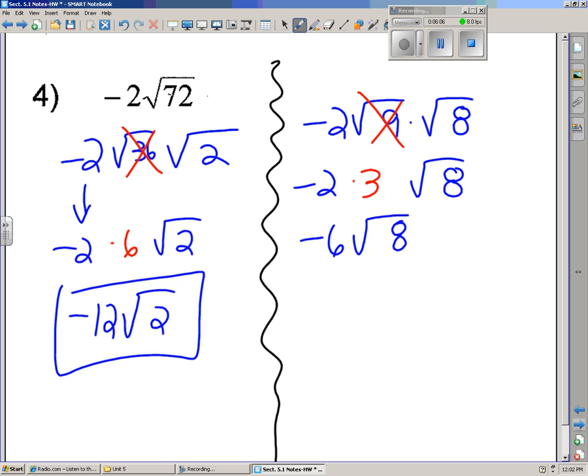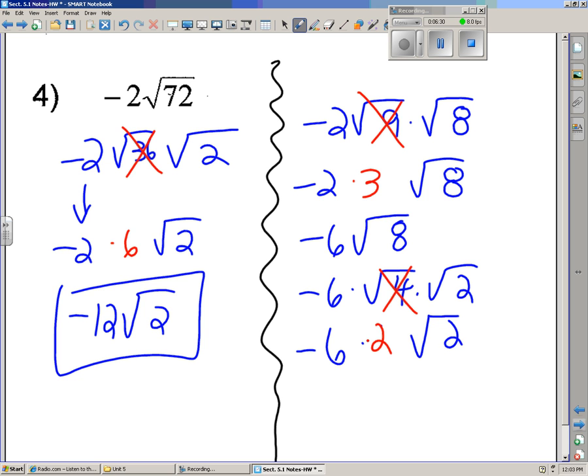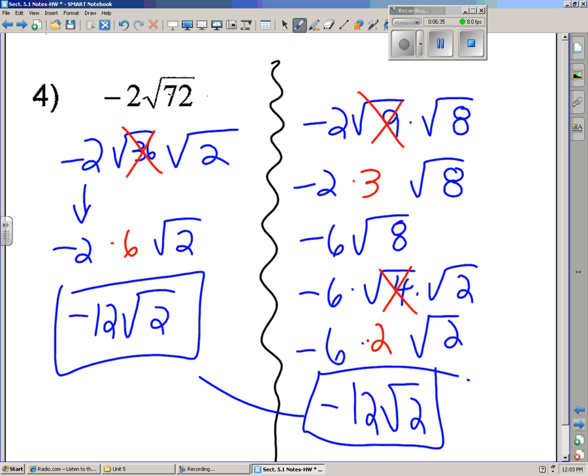But remember, you're not simplified completely until there are no more perfect squares in your radical. So then what happens is negative 6 radical 8 becomes negative 6 radical 4 radical 2. Negative 6 comes down. The square root of 4 is just 2. Radical 2. And lo and behold, you get the same answer as you did before. You have to. There's only one simplified form. It might take you less steps if you find the largest perfect square factor, or it'll take you more steps if you don't.